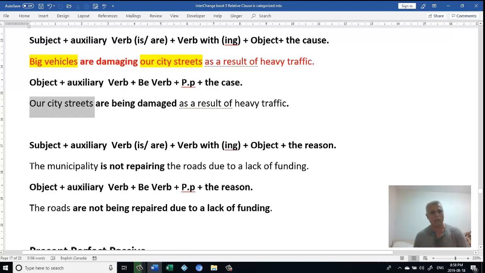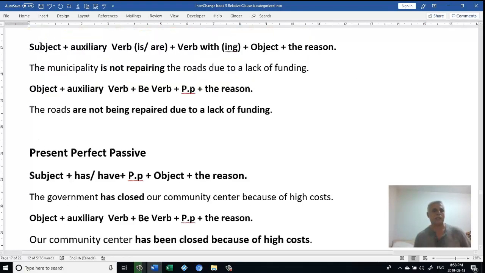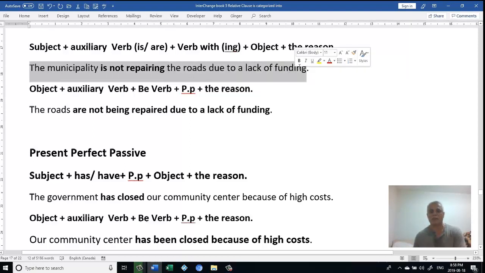Okay, let's say this is the object and this is the auxiliary verb plus be verb plus past participle. This is the rest of the sentence. Let's go to see the sentences. We have subject, auxiliary verb, sometimes we say is or are, then verb with ing, object, then they have the reason. For example, the municipality is not repairing the roads due to lack of funding.